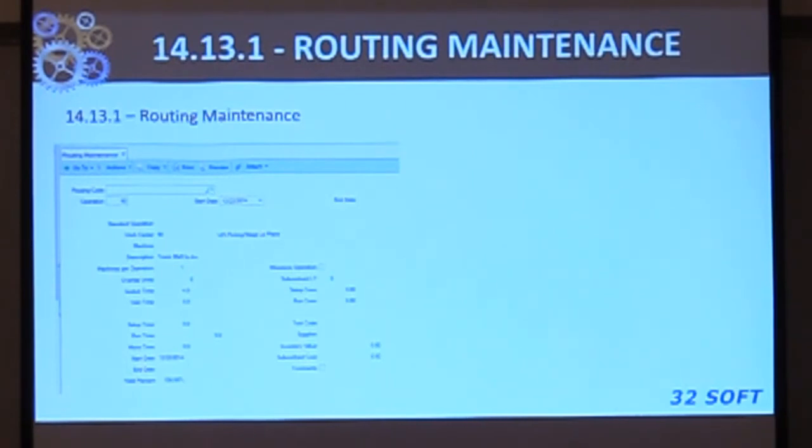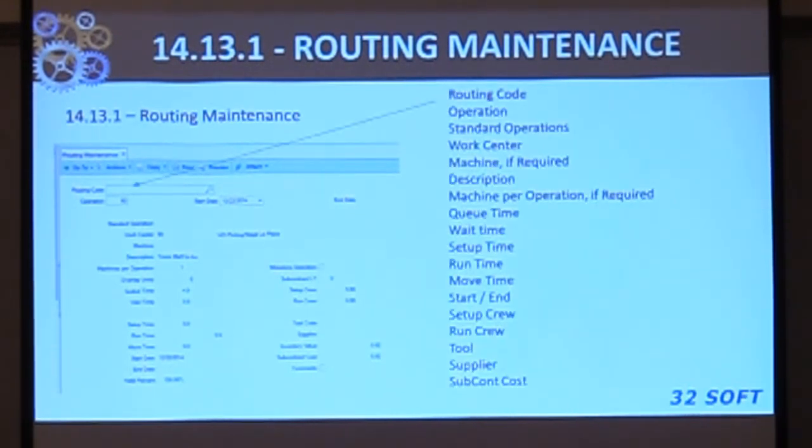The routing. This is the primary file in the shop floor control system. 14.3.1, routing maintenance. Routing code. Lots of ways to do routing codes. You can have generic routing codes. We have codes for mixing. And mixing, you can mix all sorts of ingredients. Or you do routings, I've seen them done by part number, so that you can create a routing code equal to a part number. The operation is the sequence of events that happens to that work order as it moves through that shop floor control system.